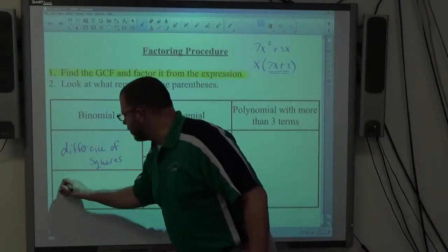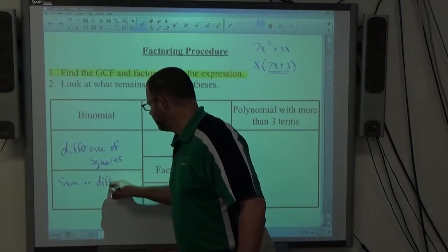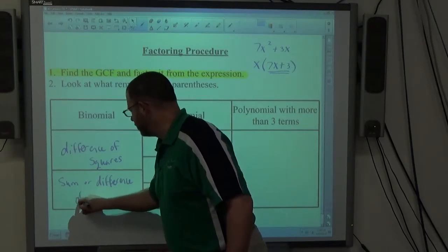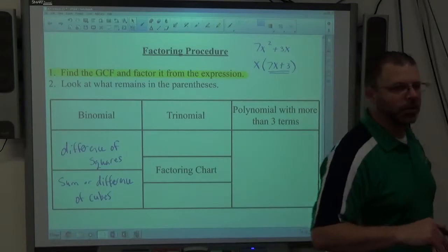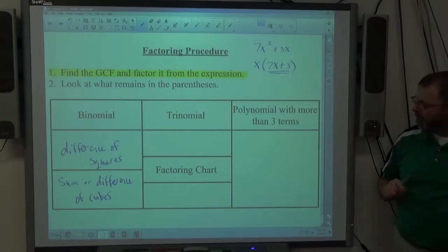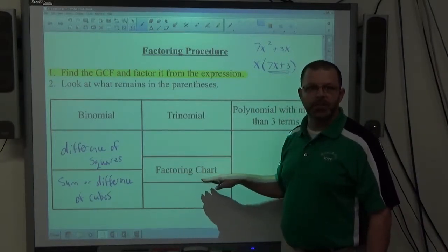And then the other thing, sum or difference of cubes. That's something we don't handle this year. We do that in Algebra II, and we'll revisit the topic in geotrig, and we'll put it to use in calculus. For trinomials, so far the factoring chart's the only type of factoring we've seen for trinomials.